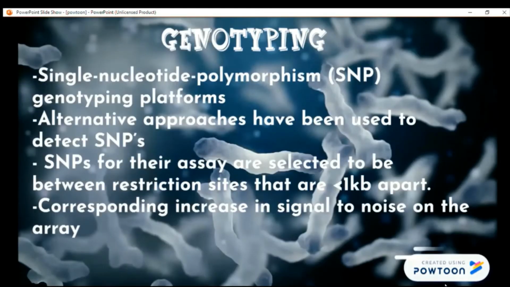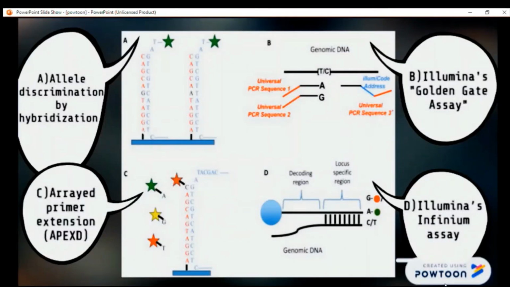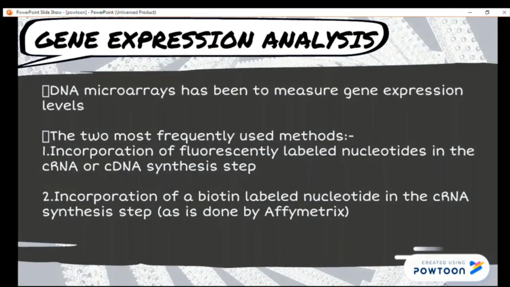So genotyping. Microarray creates a genotyping platform for single nucleotide polymorphism. There are a few alternative approaches that have been used to detect it. For these assays, the SNPs are selected to be in between restriction sites that are less than 1 kilobase apart, so there is a corresponding increase in signal to noise on the array. These are the alternatives: allele discrimination by hybridization, Illumina's GoldenGate assay, array primer extension, and also Illumina's Infinium assay. The last one will be gene expression analysis.